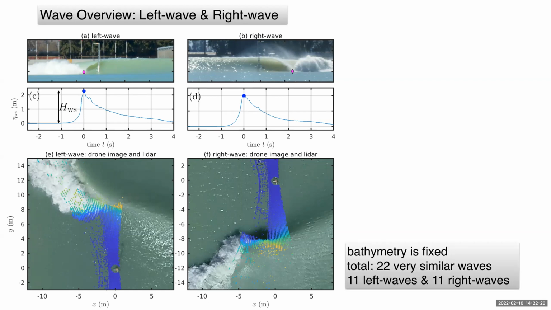Now one key thing here is that the bathymetry is fixed. So we're controlling that. There's very slight water level variations from day to day, but the bathymetry is fixed. And in total, we have 22 really similar waves, but with a whole bunch of different variation of wind. There are 11 left waves and 11 right waves.